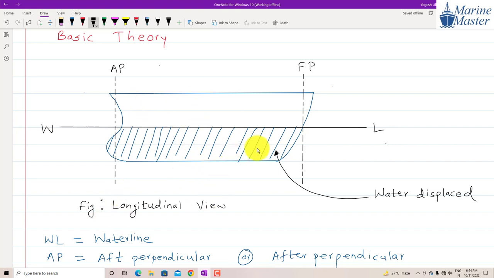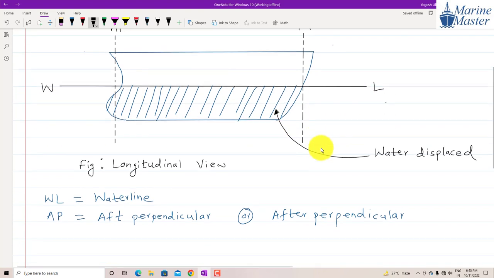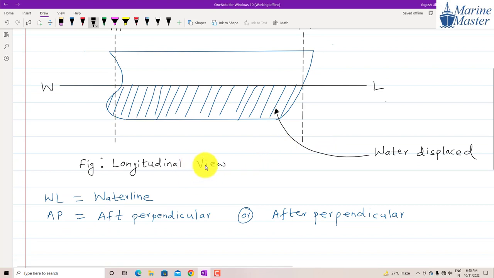And here we are looking at the longitudinal view. So you got the overall meaning of water line. WL means below this line water was there, and the portion of the ship below this line is where water was there. So water line. Now, we have seen water line, we have seen AP.